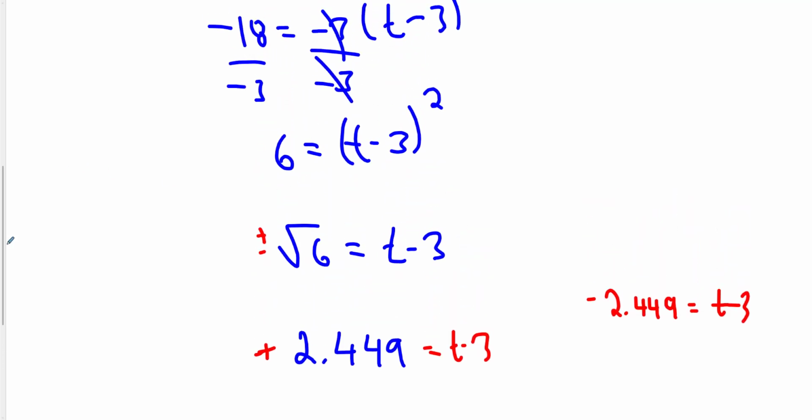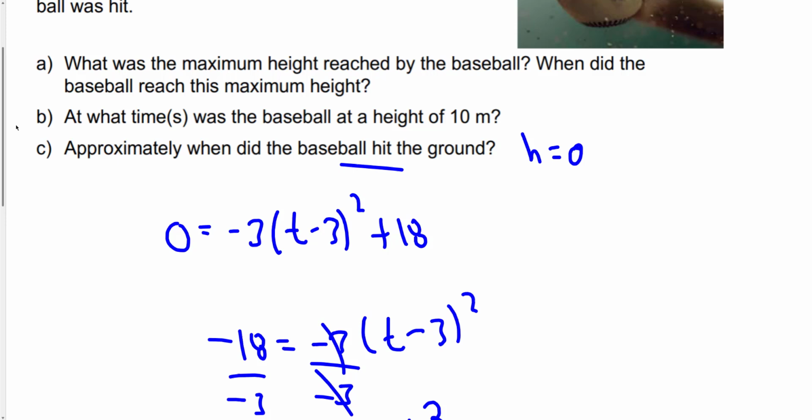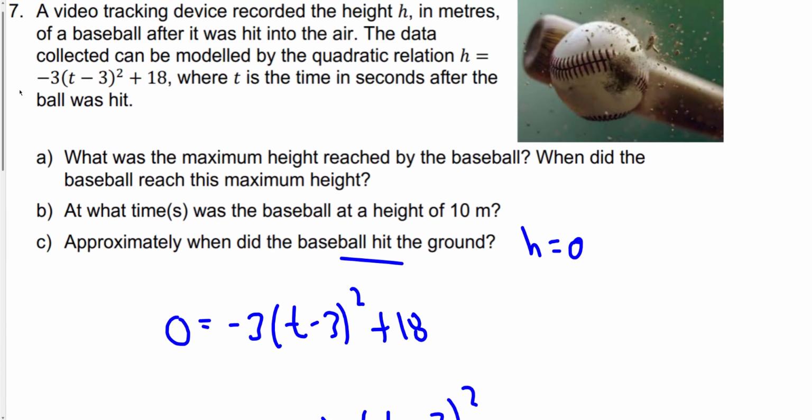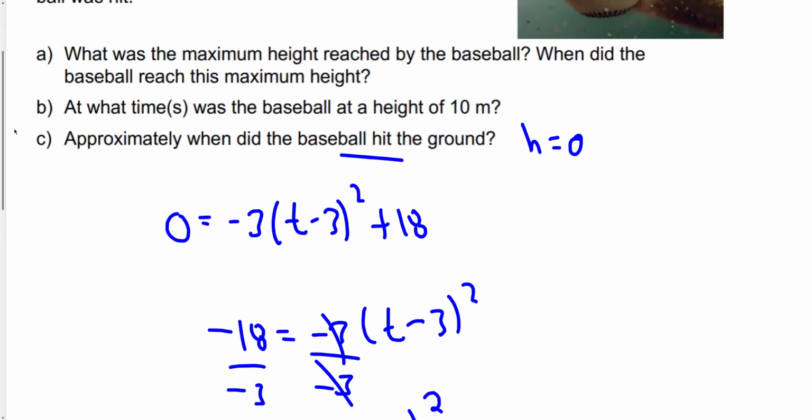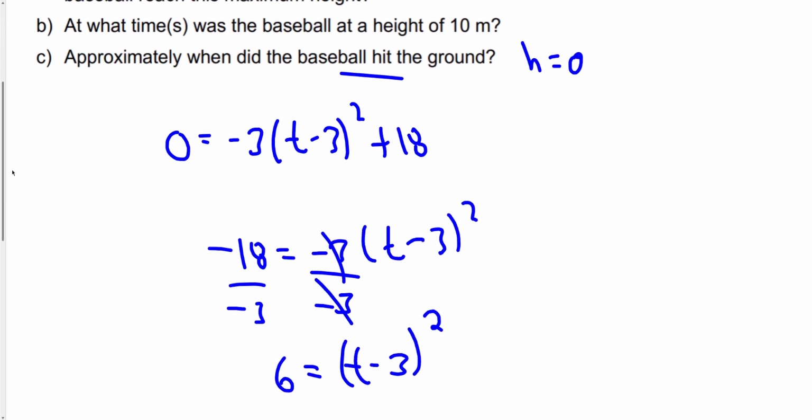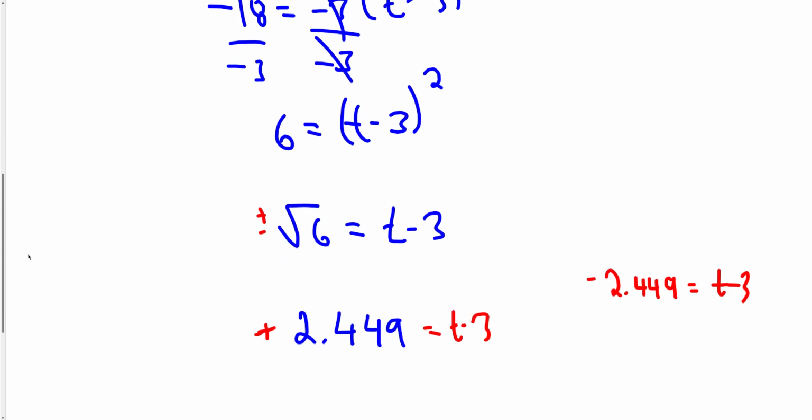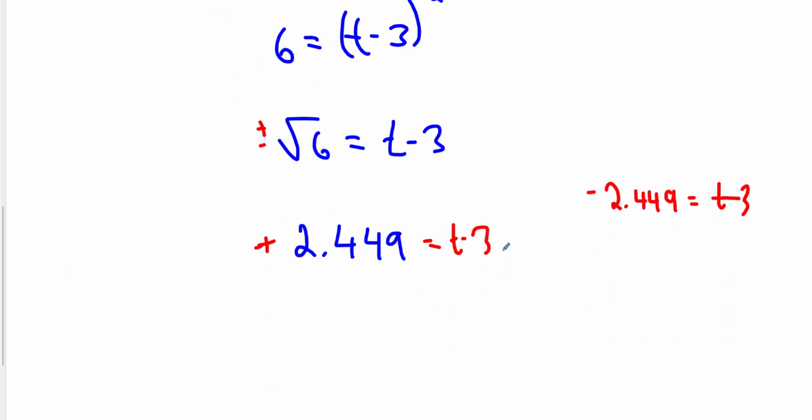Wait, did I make a mistake here? What's 18 divided by 3? Is that 6? Yeah. Okay, fine. No, I guess I didn't make a mistake. Alright, fine. So bring the 3 over. So it's going to be plus 3. Yeah, that's right.